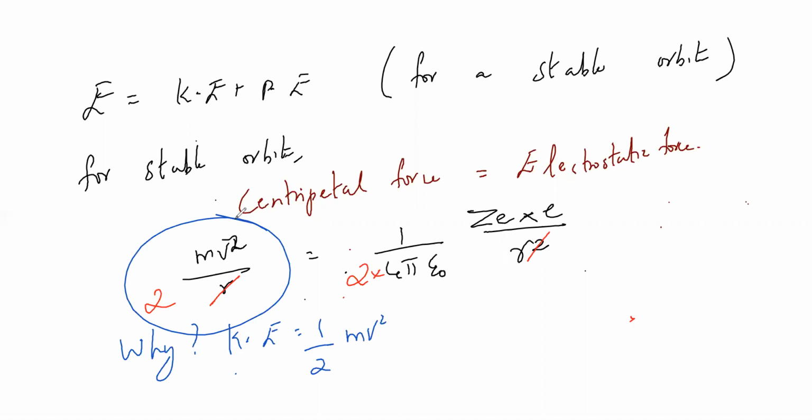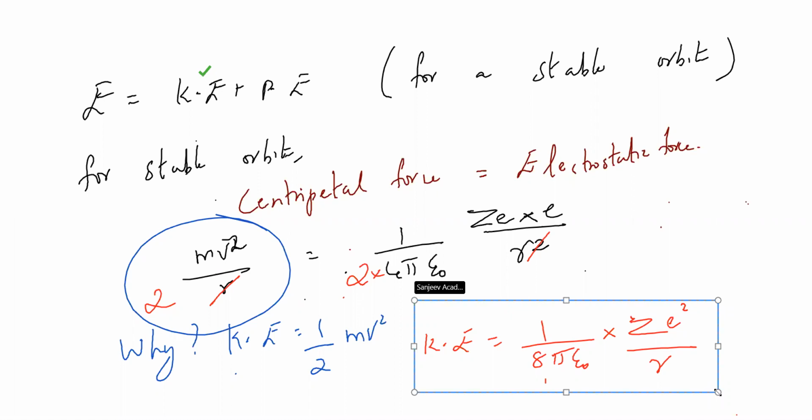So I'll get kinetic energy is equal to 2 into 4, 8, 1 by 8 pi epsilon naught into Ze square by r. This is my kinetic energy expression. So I have completed this particular thing. Now I have to just find what my potential energy is. So this we have to put in a box and keep. Kinetic energy expression. Next thing is you have to find the potential energy.